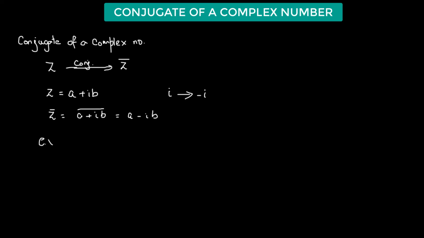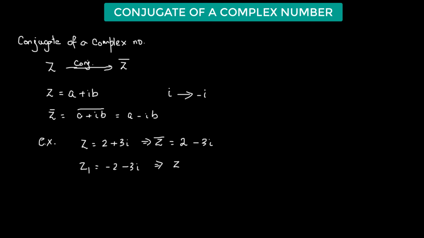Let's do an example. If we are given the complex number z equals 2 + 3i, then the conjugate of the complex number z will be simply 2 - 3i. Let's take another one. Let's say we have another complex number, negative 2 negative 3i.